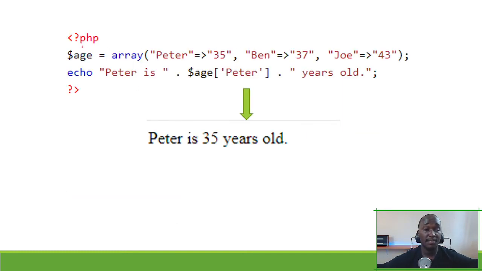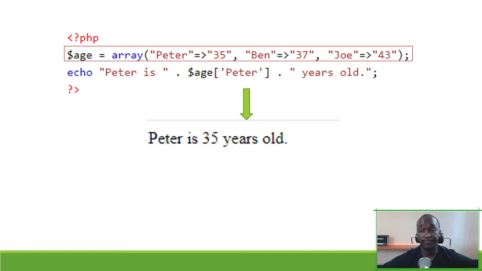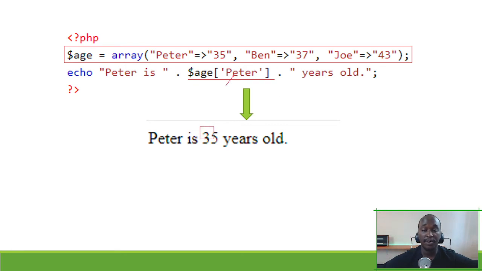So this is just an example of that. Same code, by the way. And therefore, if we do Peter is, then age, and we name the index Peter, then it's going to print the age of Peter. Is that clear? I hope so.